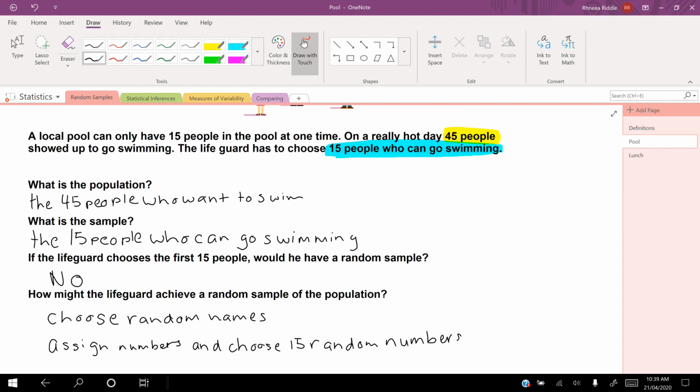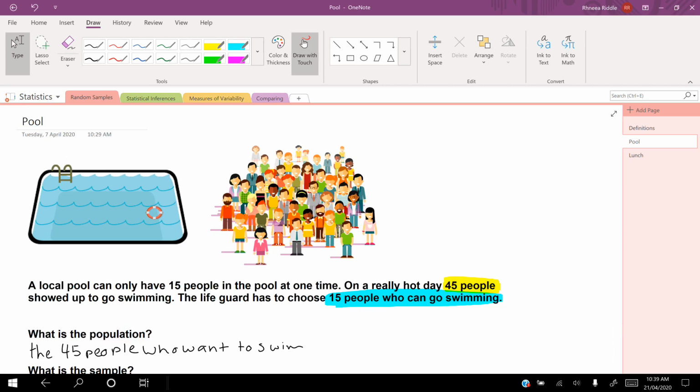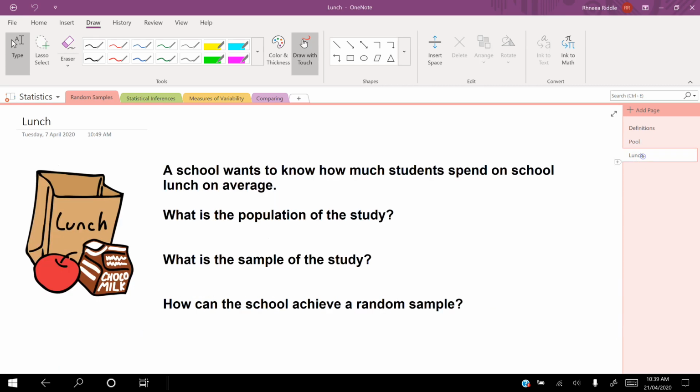Now there are multiple different ways. These are just two very simple examples. But regardless, these two ways are going to give you a random sample if he truly just closes his eyes and chooses a random number or name out of a hat 15 times. Now, like I said, there could definitely be more than one way. If you think of some, that's great. But we're going to move on to this next example.